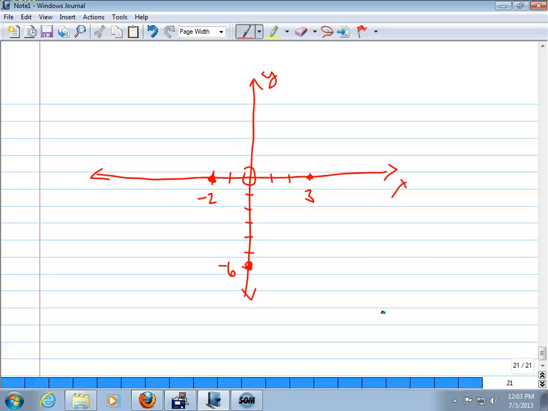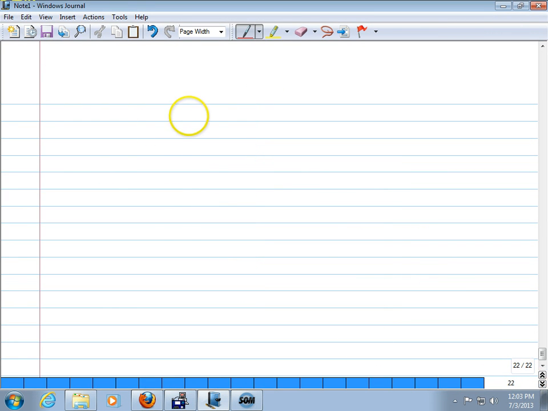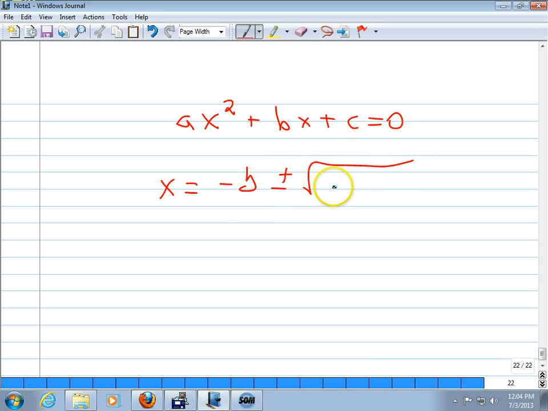Let me remind you that you know the quadratic formula, right? Let me go one page further. If you're solving ax squared plus bx plus c, where a, b, and c are any real numbers you like, what's x? Negative b, plus or minus the square root of b squared minus 4ac, all over 2a, right?